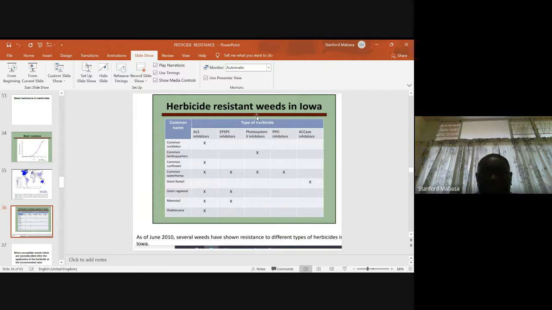I've got a list of herbicide resistant weeds in Iowa, which is US. We have got herbicides associated with ALS inhibitors and also EPSPS inhibitors. And all these are the targets. Now, if you have a herbicide which is specifically targeted to a certain site, sometimes you get resistance very early. But these examples are from outside Zimbabwe.